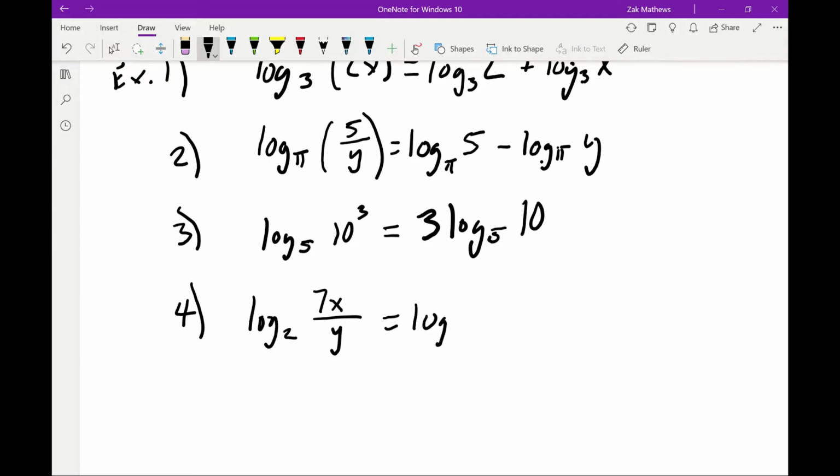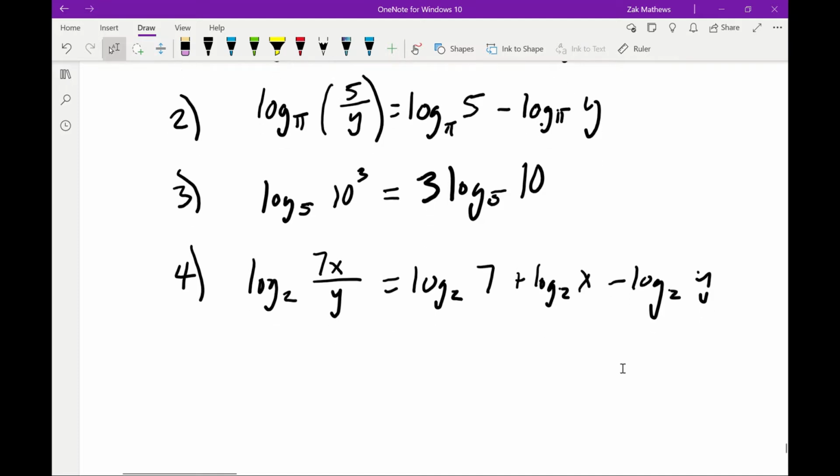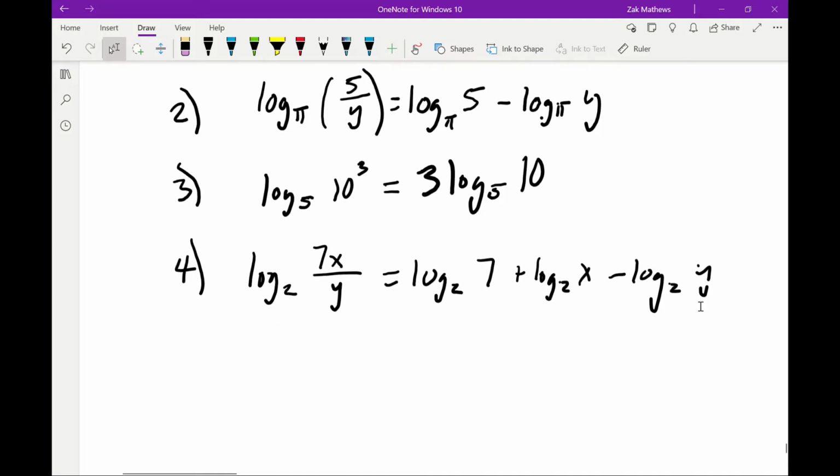Let's start with the product up here. We had the product of 7 and x, so I'm going to have log base 2 of 7. That was the first thing I had. The product tells me I have to add log base 2 of x. But then we have this quotient with y, and the quotient rule tells me I have to subtract log base 2 of y. So notice we have 1, 2, 3 logarithms. Also notice that my bases stayed the same in all cases.